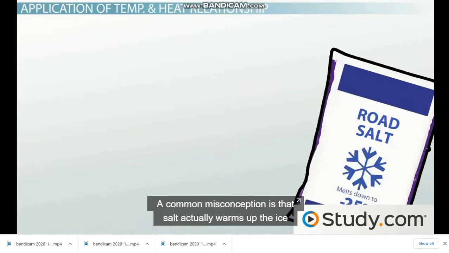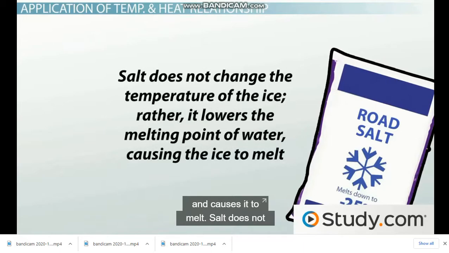A common misconception is that salt actually warms up the ice and causes it to melt. Salt does not change the temperature of the ice. Rather, the salt lowers the melting point of the water, causing the solid ice to melt.